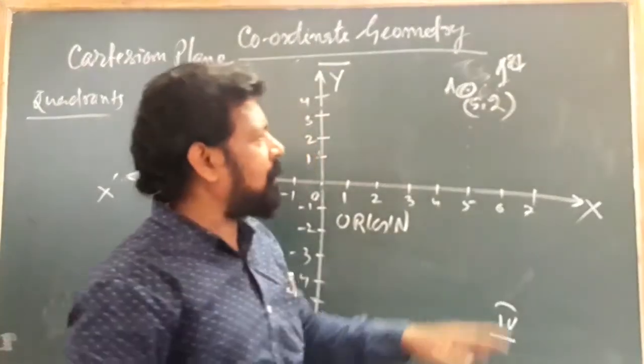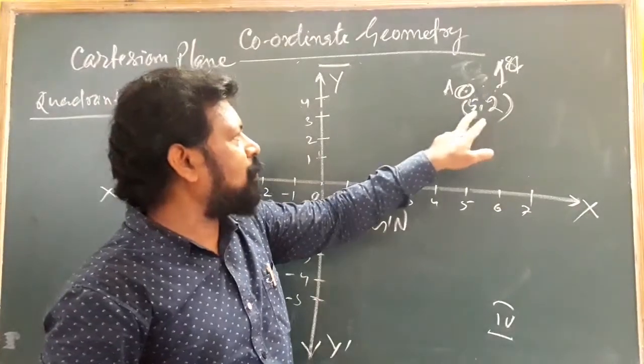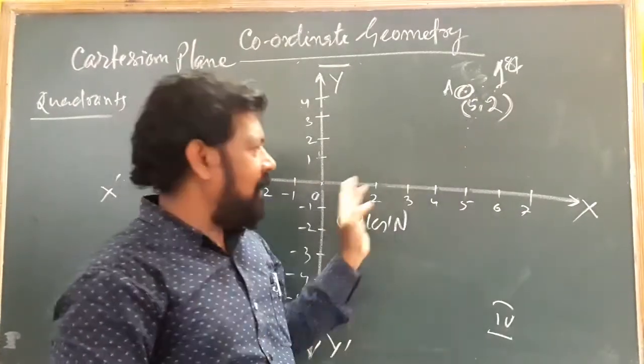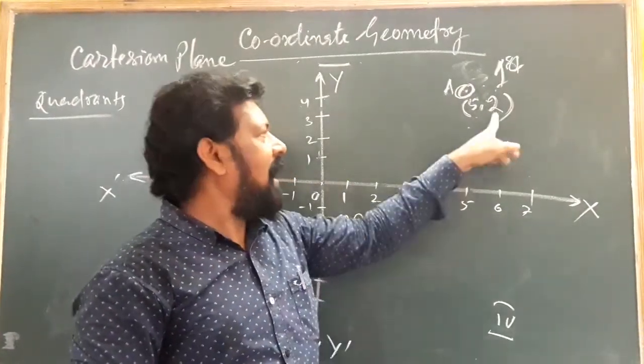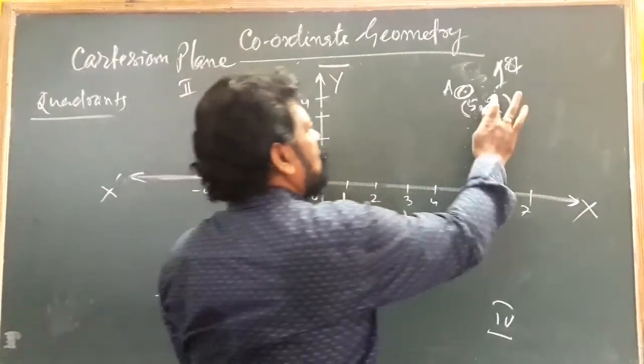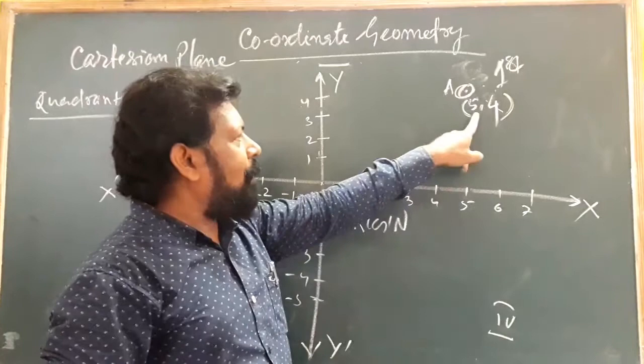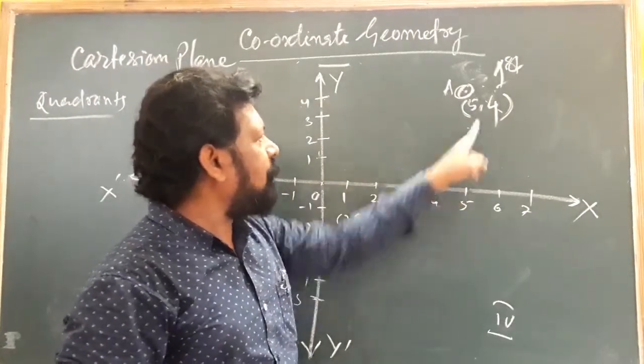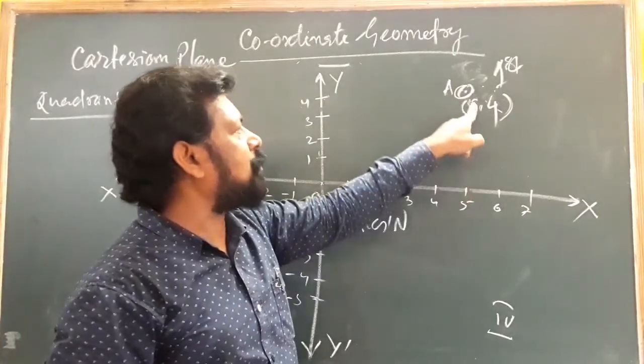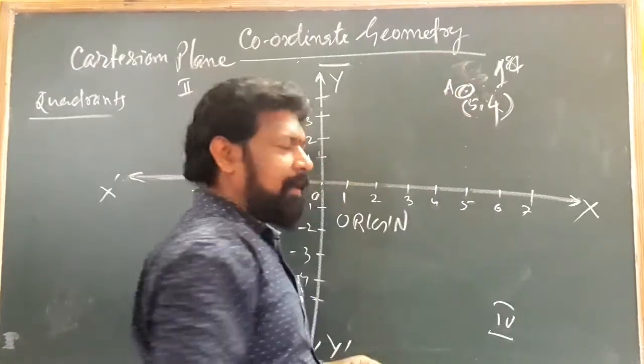This is 5, 2. Remember, always you have to put first value is related to x-axis and second one related to, sorry, this is not 2, this is 4. This is related to y-axis. 5 is in x-axis 5, 4 is along y-axis 4. So you can locate the position of A.